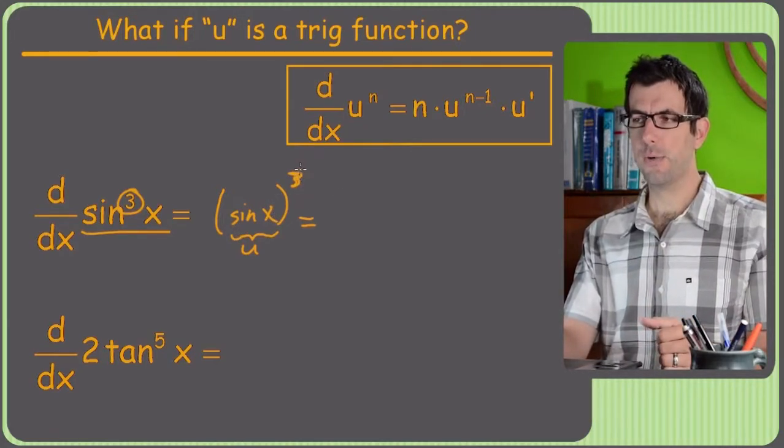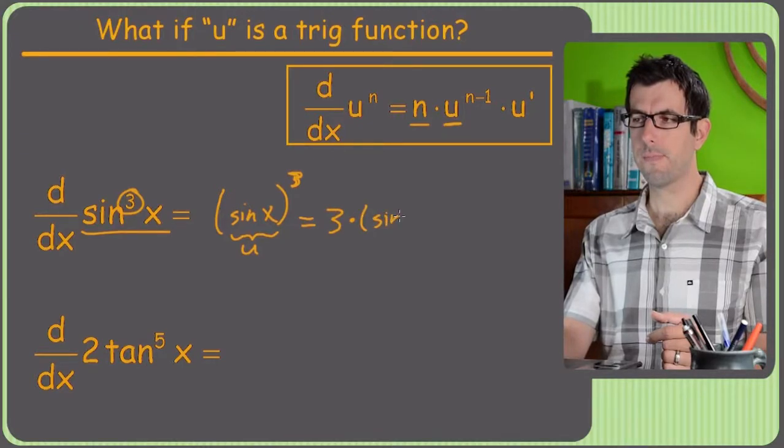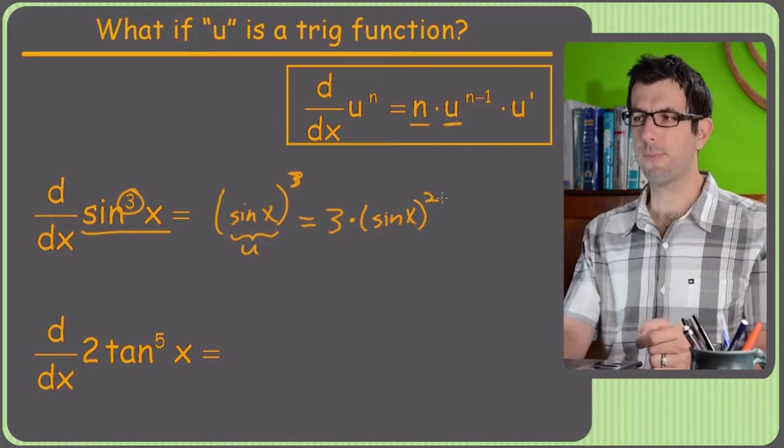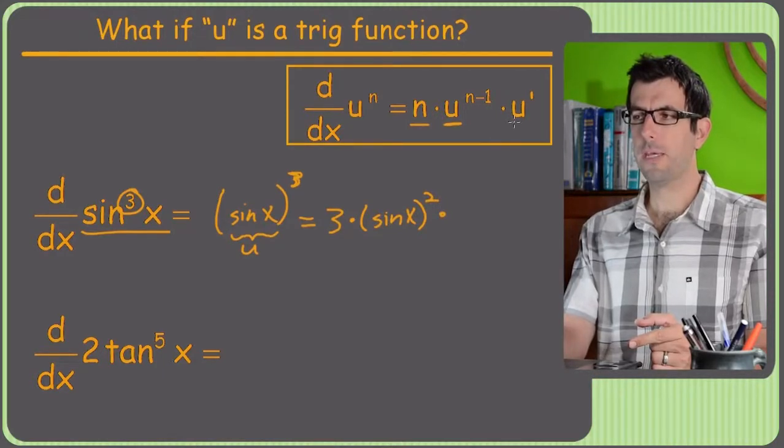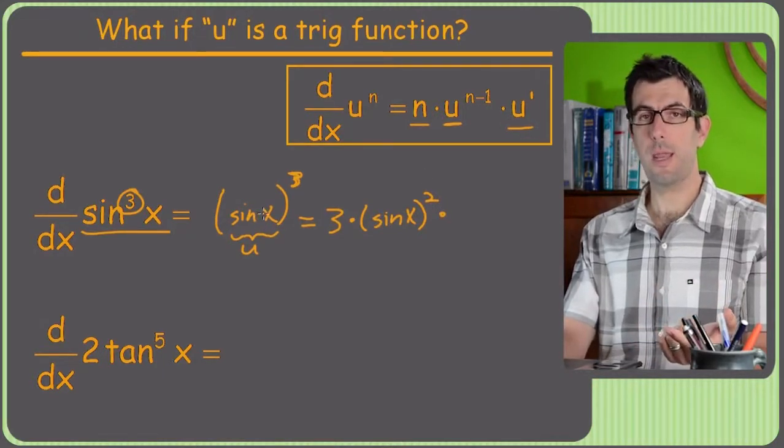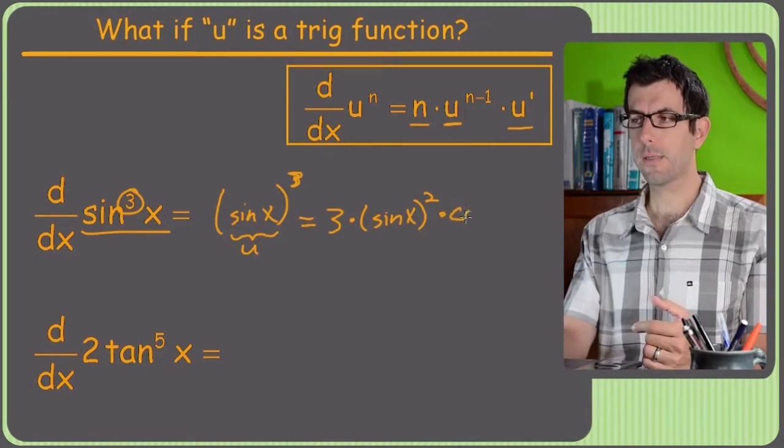Now all we do is we take the old exponent, put it out front, so that's 3. Then we keep our u, which is sine x. And I'll just keep writing it in this wacky parenthesis form. Make it obvious what I'm doing. Alright, so we reduce the exponent by 1. Now we just got to multiply by u prime. So since our u was sine x, our u prime is cosine x.